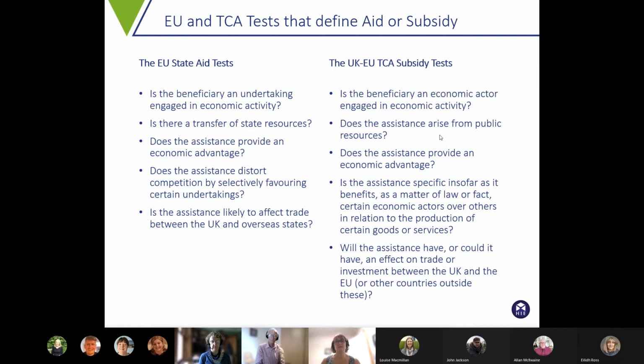The second part of the definition, again, is similar to the transfer of state resources that we had before. We're looking at whether the assistance arises from public resources. The subtle difference there is, remember, if support had come direct from the EU, it wasn't from a member state. So if there was a Horizon 2020 or some similar programme where money was coming direct from Europe, it wasn't state resources. Whereas in the new regime, anything that comes from UK government or any bodies like us that are funded from government will be treated as public resources.